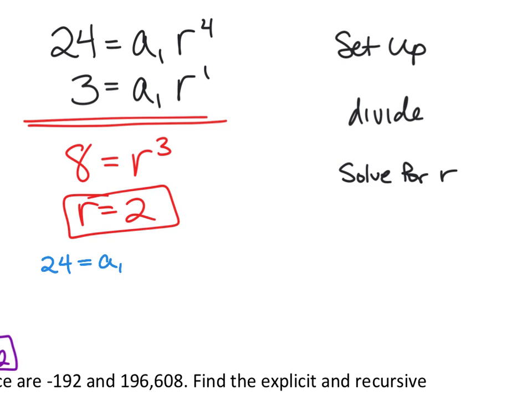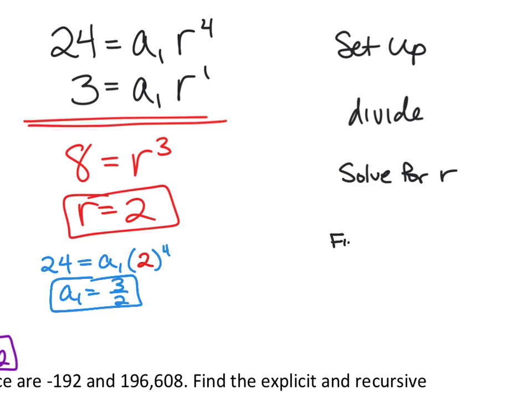24 equal to a sub 1 times r to the fourth power, but r is 2. 2 to the fourth power is 16, and 24 divided by 16 is going to end up being 3 over 2. Okay, great. So now I have the first term, and I have my common ratio. I can start plugging in everything else.